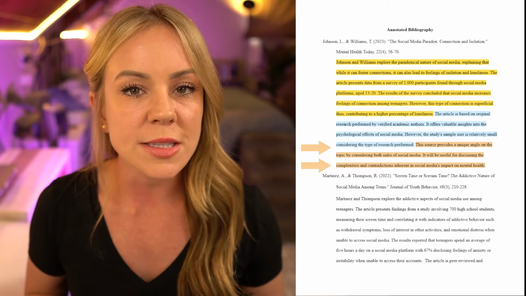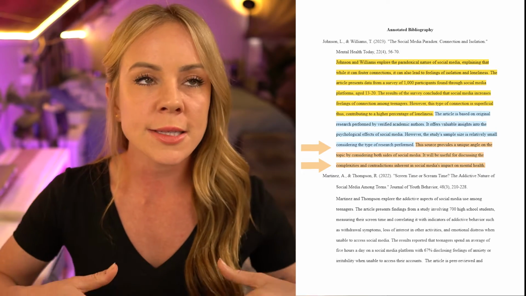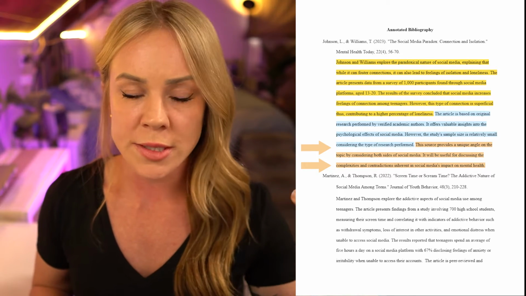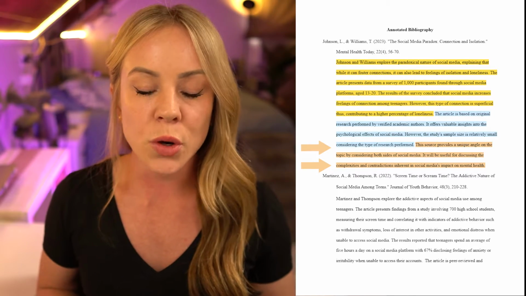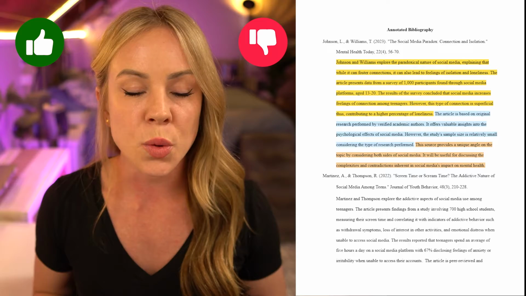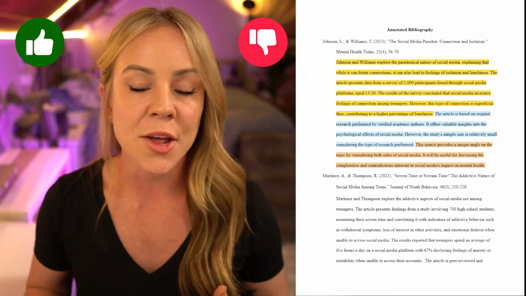And then the relevance section, what this basically does is it serves as a reminder to you of why you're using this source in the first place. In this case, we're using it because it provides that unique angle in that it considers both the good and the bad of social media, which we're going to be discussing in our paper.